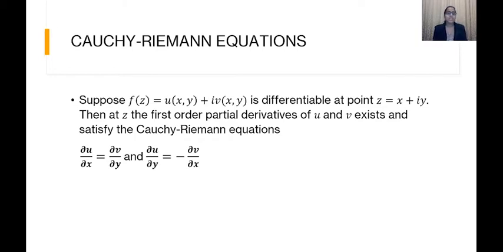Okay, so let's first do the proof of this, and then we can discuss the converse, whether the converse is true, and how we can use this theorem. So let's see, if the function is differentiable, how will it satisfy the Cauchy-Riemann equation? The function f(z) is differentiable, right?